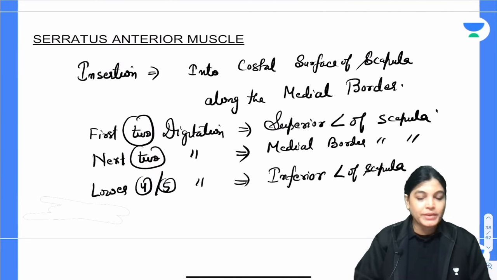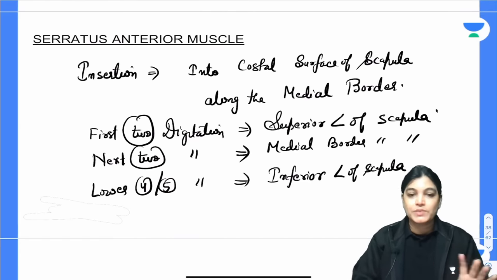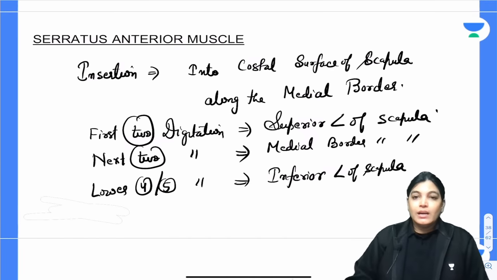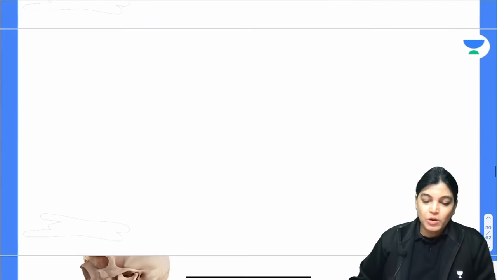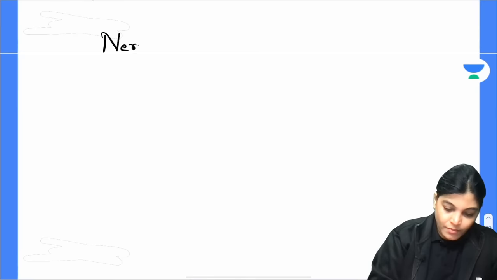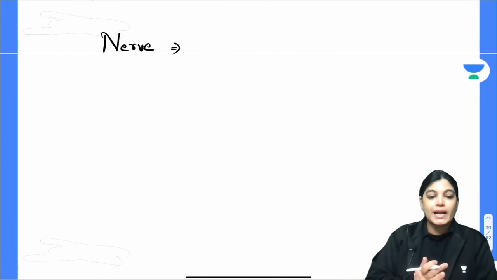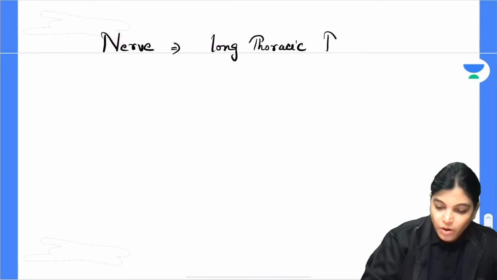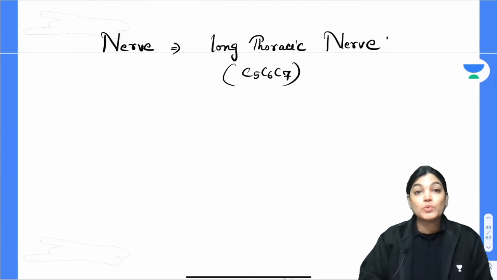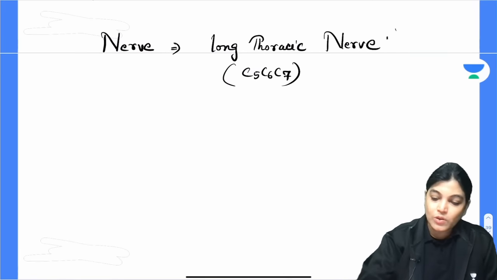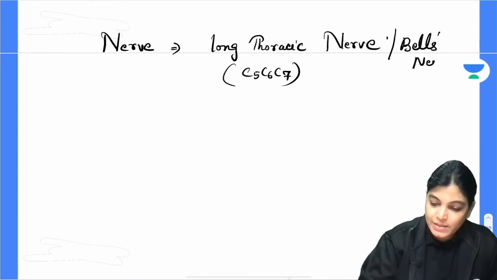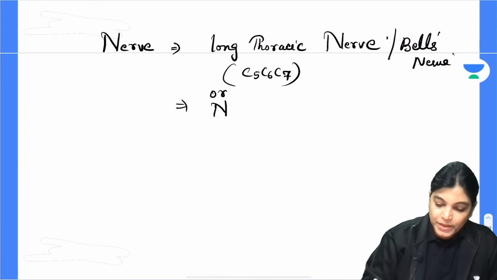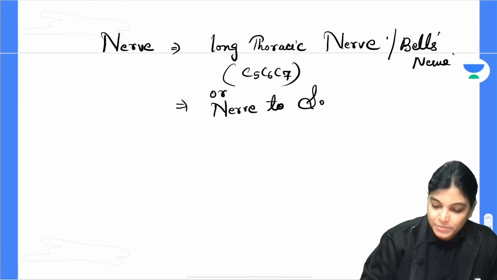What is next, very important for you to know, is the action and the nerve supply of the serratus anterior muscle, because an important clinical aspect is related to this topic. So let's talk about that. Nerve supply: the nerve supply of serratus anterior muscle is by the long thoracic nerve. C5, C6 and C7 is the root value. It is a branch from the roots of the brachial plexus, which is also called Bell's nerve, or nerve to serratus anterior. All are the same.